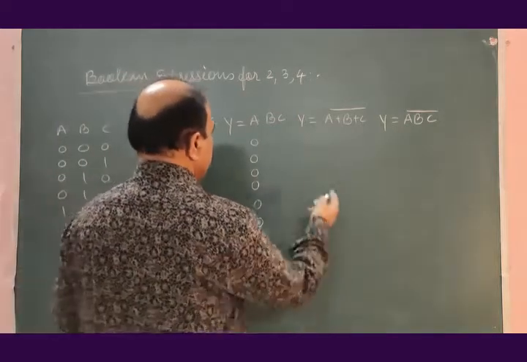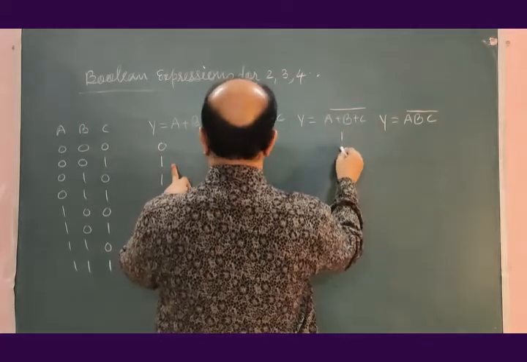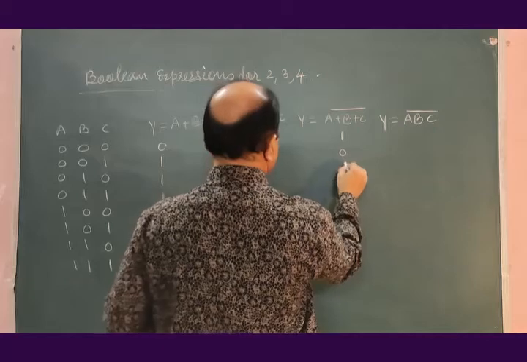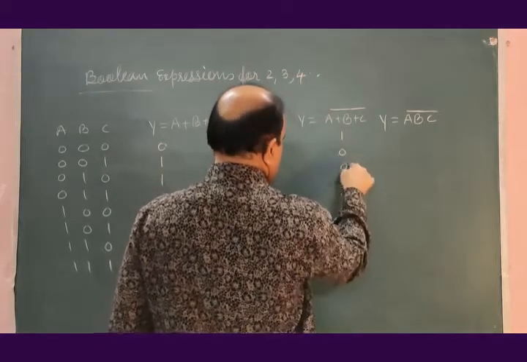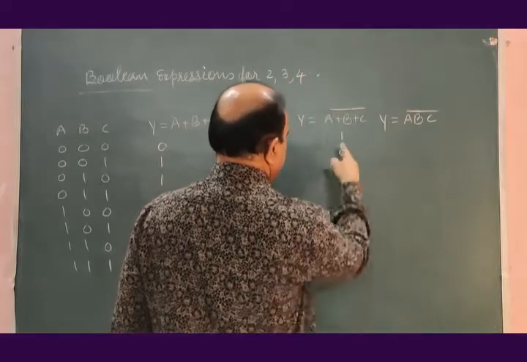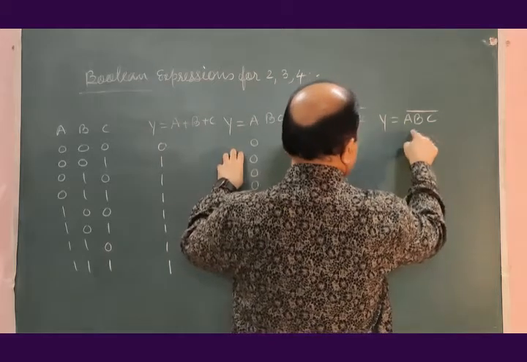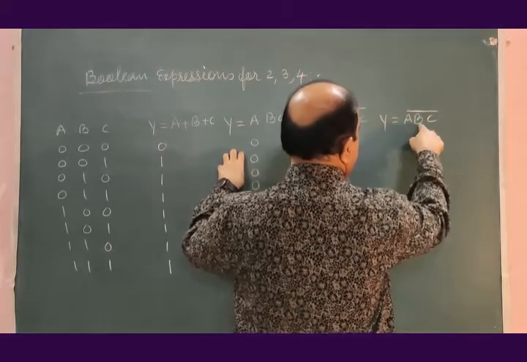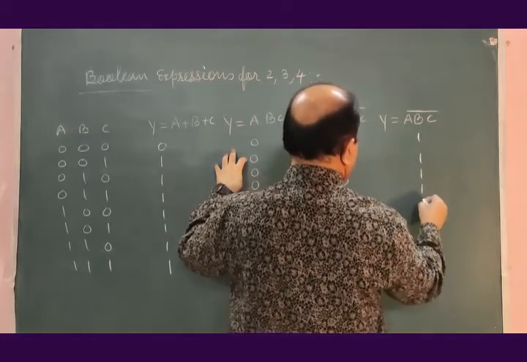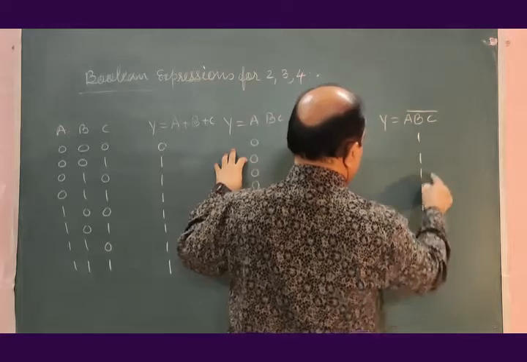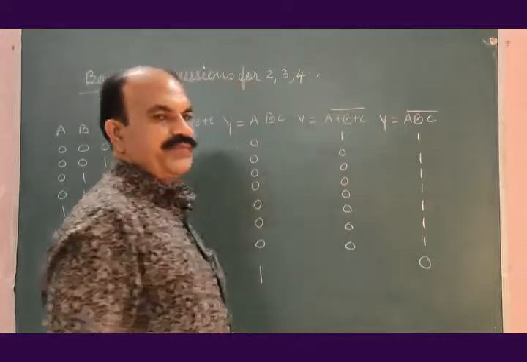Here A nor B nor C is 1 for the first combination, and 0 for the rest, across the eight combinations. Here, the same thing for NAND: A NAND B NAND C is 1 for the first seven combinations and 0 for the last.